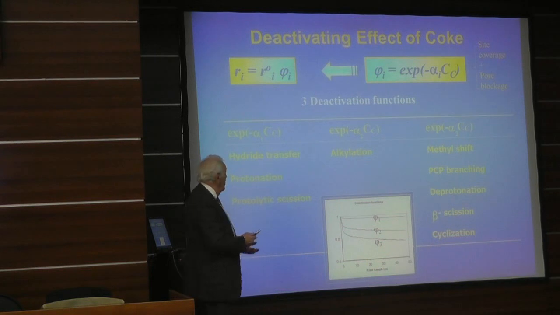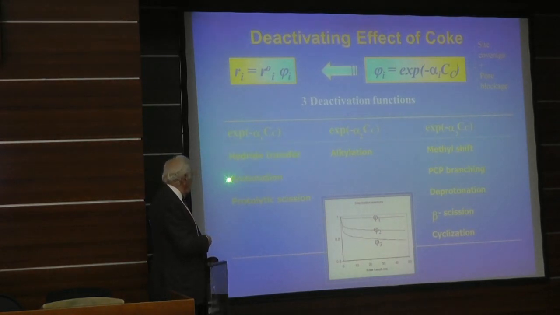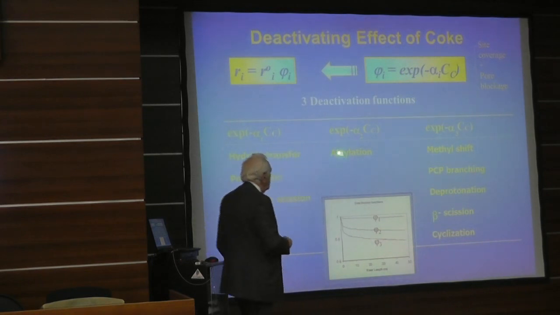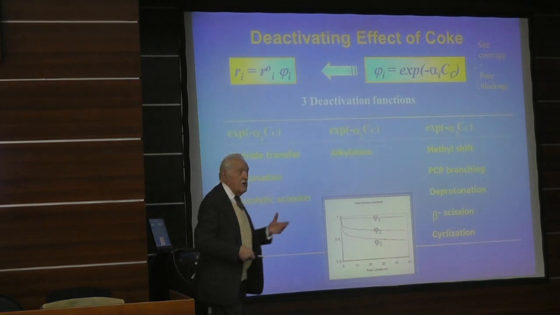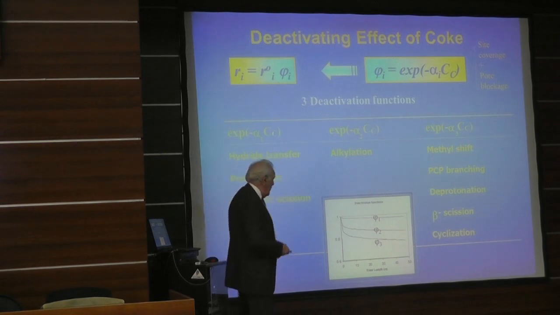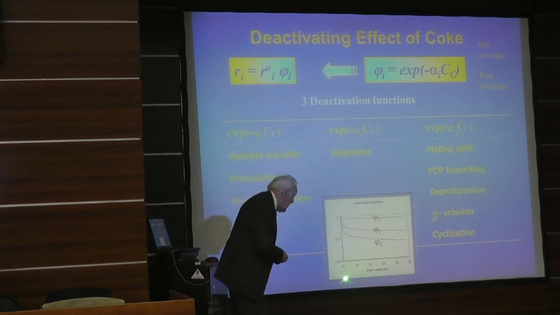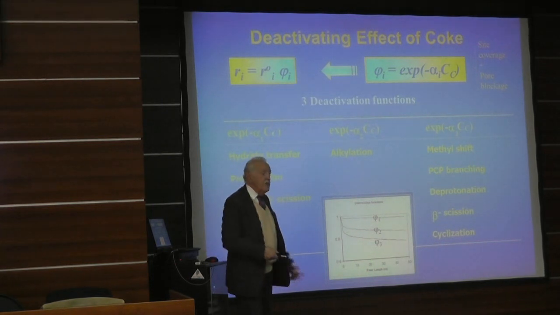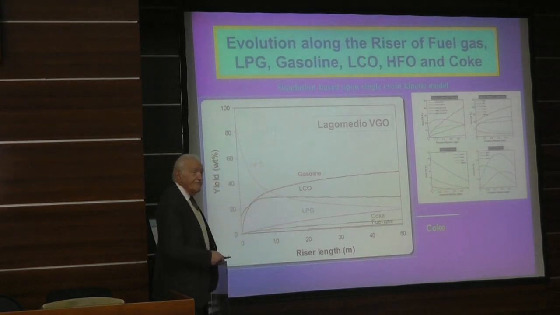We will group some steps, and we grouped them into three expressions: a deactivation function for hydride transfer, for propagation, for protolytic scission. This was one deactivating group. Then there was methyl shift and PCP branching, etc. Those we lumped into a second deactivation function. And then we kept one separate, that is for alkylation, which is the main final step in FCC that leads to coke. And we could determine from the experimental data the deactivation functions as a function of the riser length, as a function of the conversion, if you like. And we did pretty well with this.